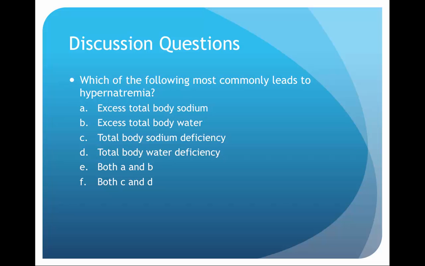Next, which of the following most commonly leads to hypernatremia? Excess total body sodium, excess total body water, total body sodium deficiency, total body water deficiency, both A and B, or both C and D? And the answer is total body sodium deficiency and total body water deficiency. However, as you recall, the total body water deficiency is more significant than the total body sodium deficiency.